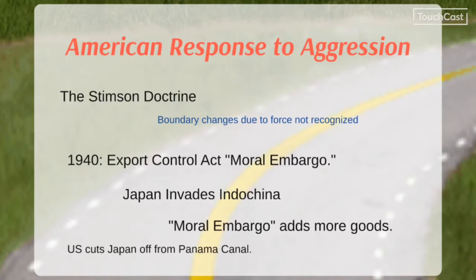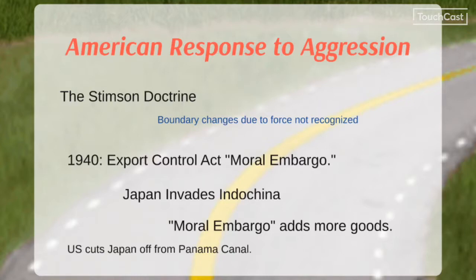We followed up in 1940 with the Export Control Act, which is sometimes called the Moral Embargo, that stated we would not sell war materials to any countries that are fighting or acting aggressively. We would sell non-war materials, but only at pre-war levels. So if we were selling corn or furniture or some sort of non-war item to a country at war, we would still sell them because we're in a depression. We'll still sell them those goods, but not at a higher amount because of the war. We'd go to what they were buying before they started acting aggressively.